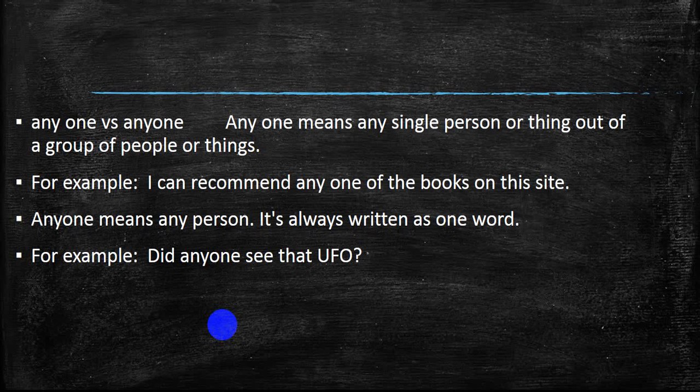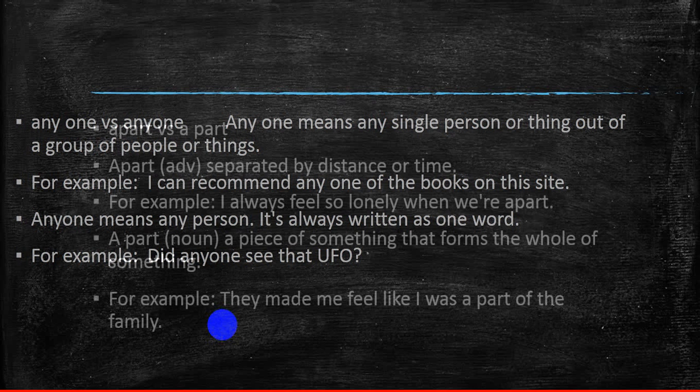Anyone, two words, versus anyone. The two-word version means any single person or thing out of a group of people or things. I can recommend any one of the books on this site. Anyone means any person. It's always written as one word. For example, did anyone see that UFO?